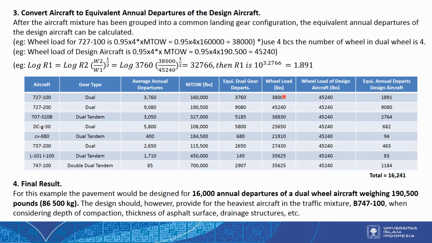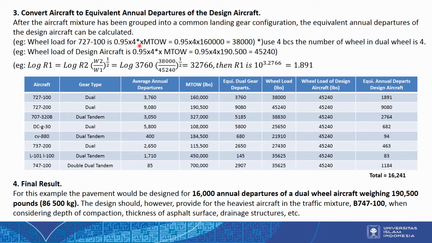Then we have to calculate the wheel load and the wheel load of design aircraft. How do we get this? For example, the wheel load for 727-100 here, we will get from 0.95 multiplied by 4 multiplied by MTOW. The 0.95 is based on 95%, which will be the same for all of the calculations.